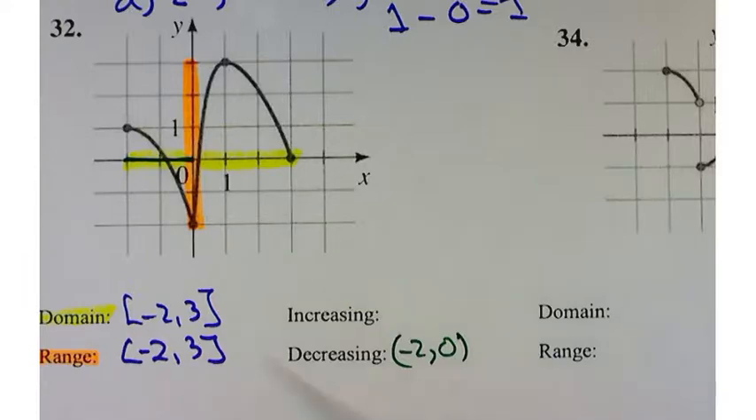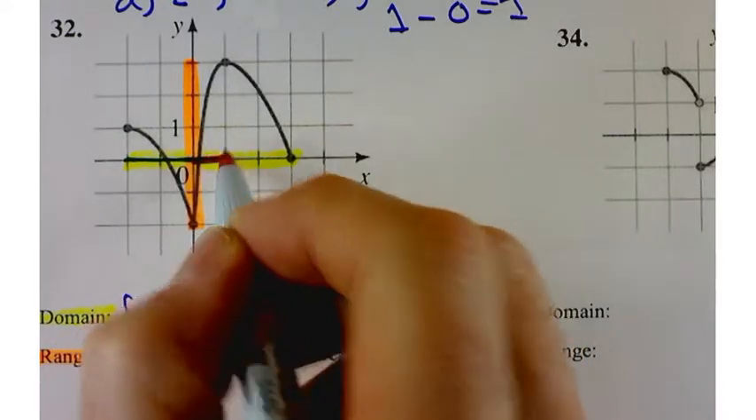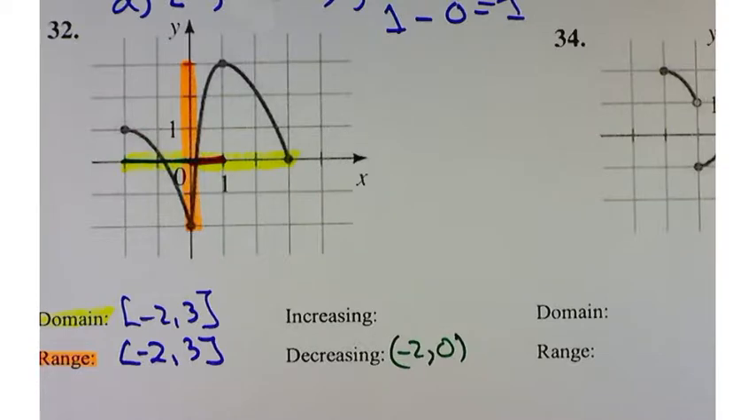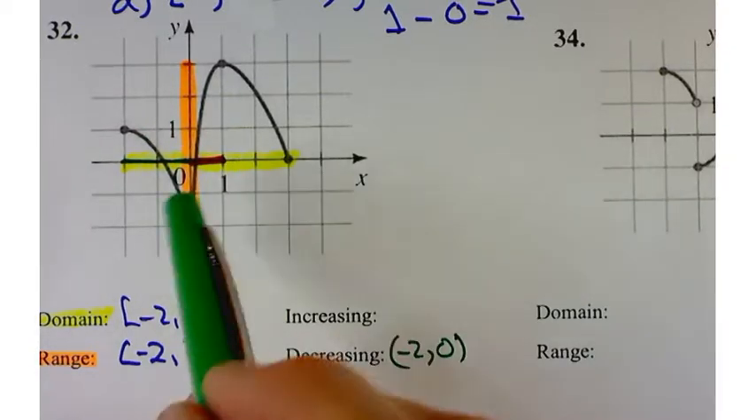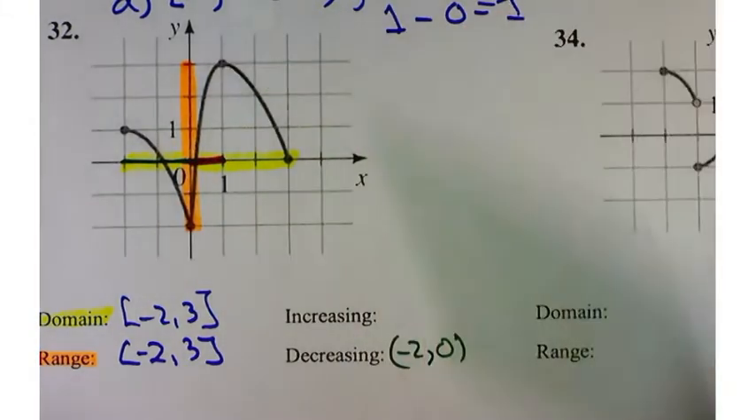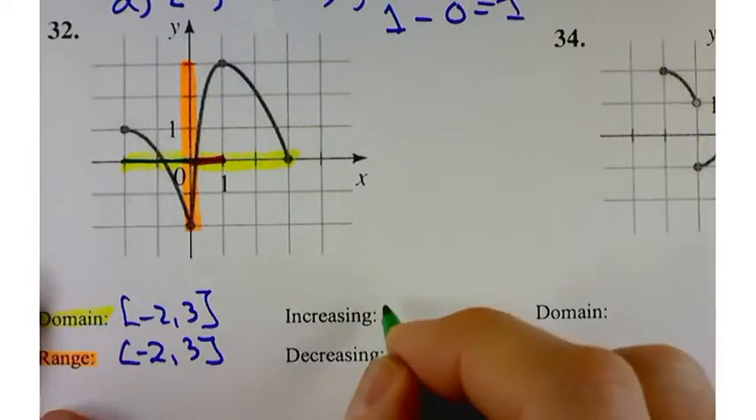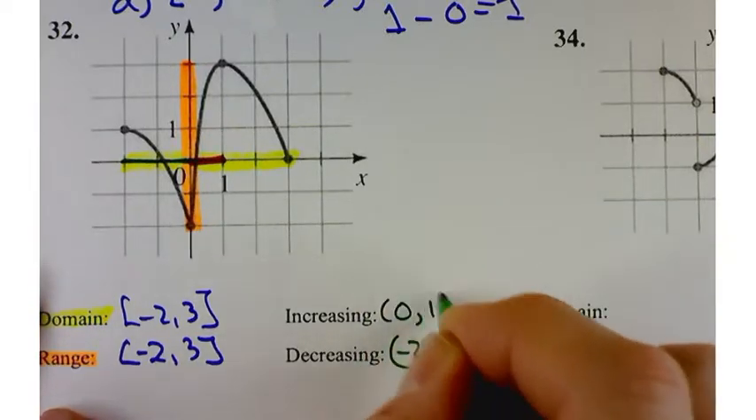Starts increasing. So from here to where? Where does it stop increasing? Yeah, to 1. Now it goes up to 3, but remember 3 is the y-coordinate. That's not going to be part of your answer. You're just going to deal with the x-coordinate. So from 0 to 1, it's increasing.